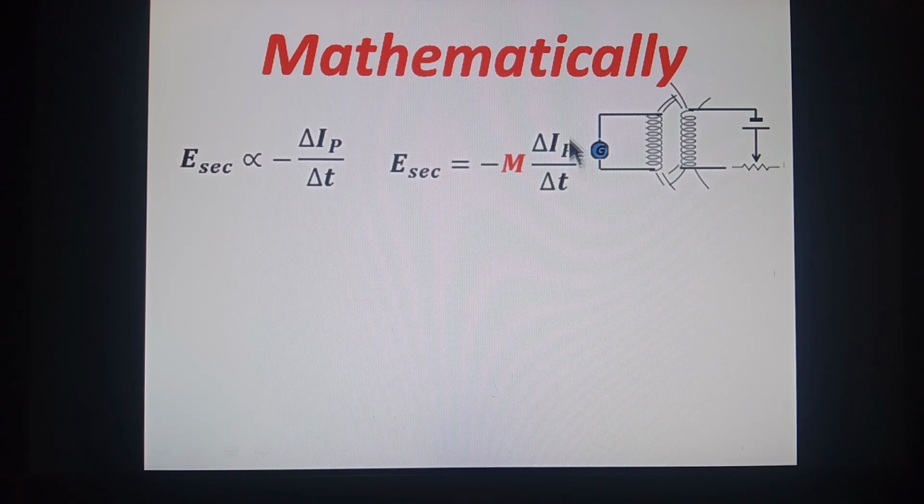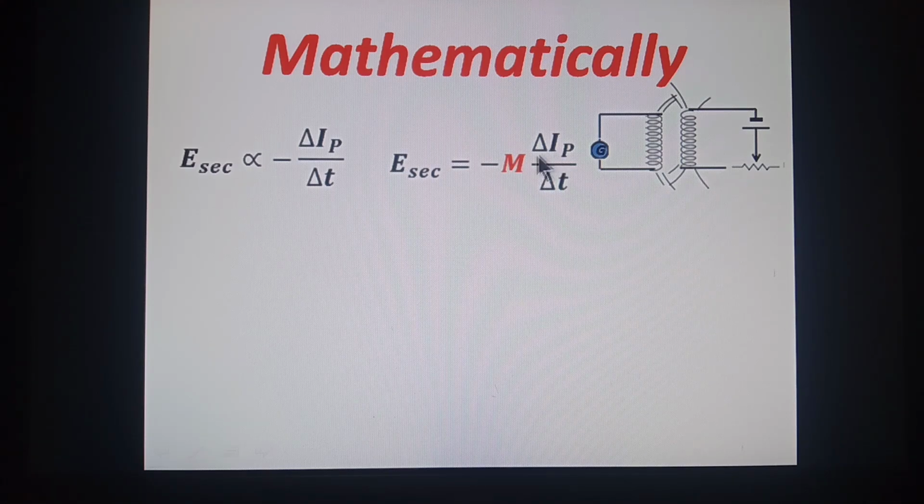Delta IP over delta T is the rate of change of current, how current is changing with time in the primary coil. M is called the mutual inductance of the two coils, and the negative sign shows that the direction of this EMF or current produced in the secondary coil is such that it will oppose the cause producing it. Meaning, if the cause is an increase in the current, it will try to decrease it, and if the cause is a decrease in the current, it will try to increase it. This is shown here with the negative sign, opposition to the cause producing it.